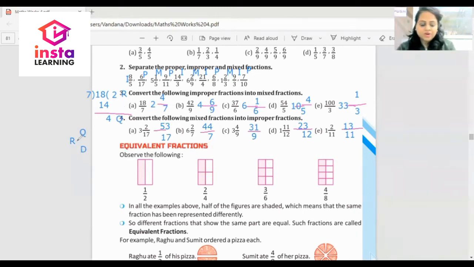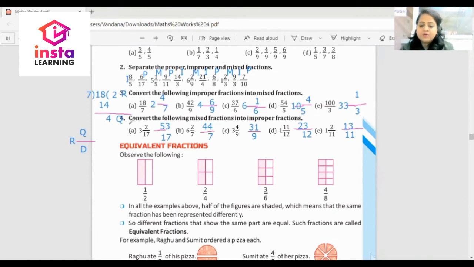Now it's your mixed fraction. Okay. Now it's very easy. 9 fours are 36 plus 6, so you will get 42 upon 9, or it's in the form of a mixed fraction. These are in the form of mixed fractions. So just note down in your notebook.